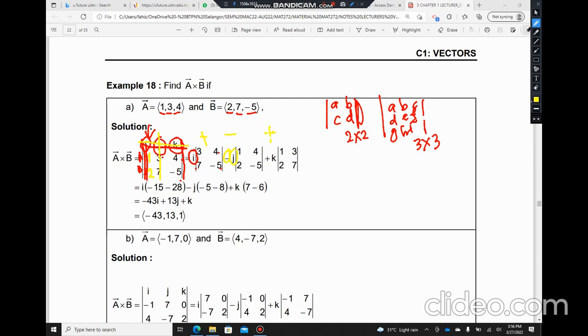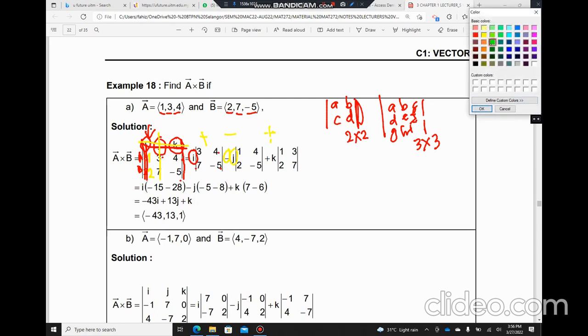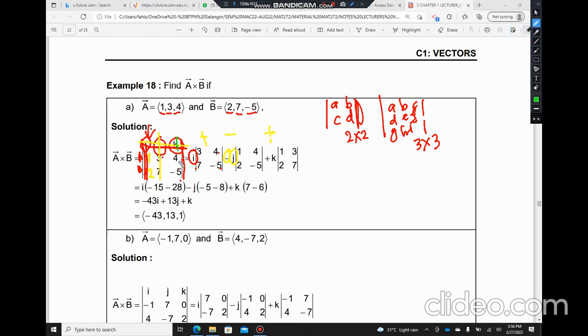Okay, then last one. Kita buat yang ketiga ni, K. Okay, so kita cross yang ketiga ni. Dia akan tinggal K kat sini. Plus K. So dia akan tinggal yang depan ni, 1, 3, 2, 7.